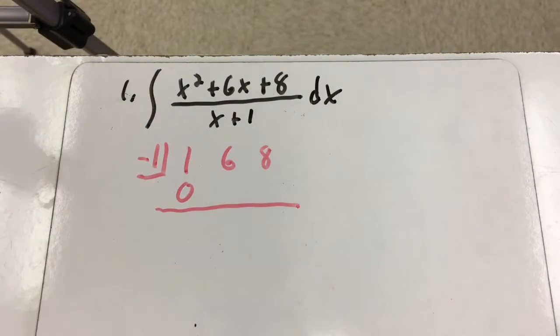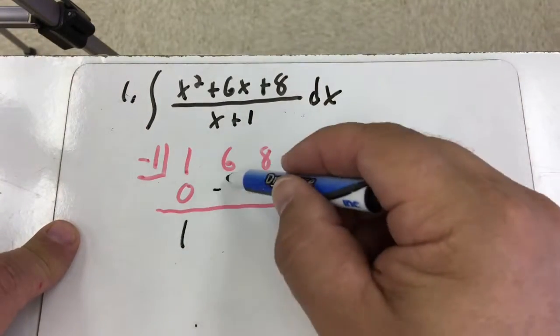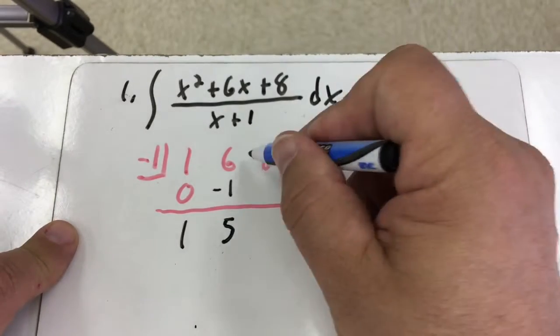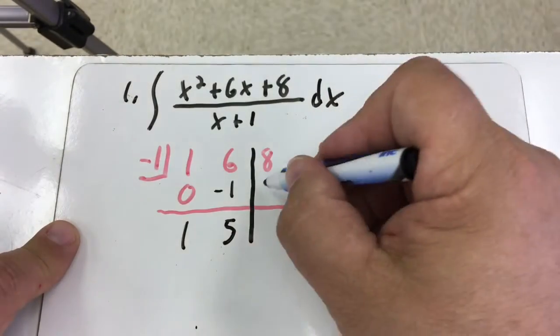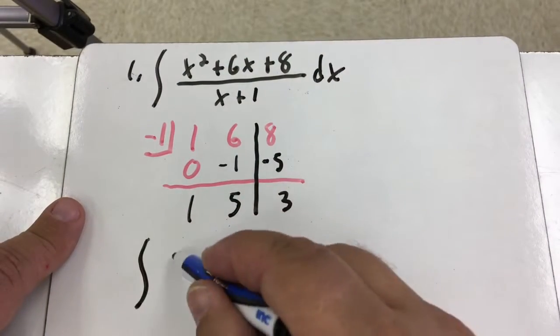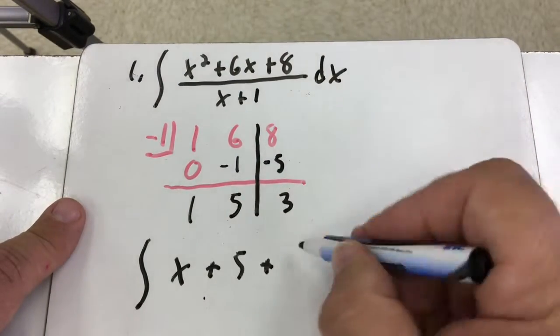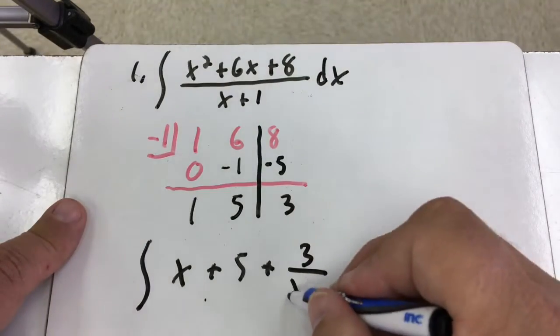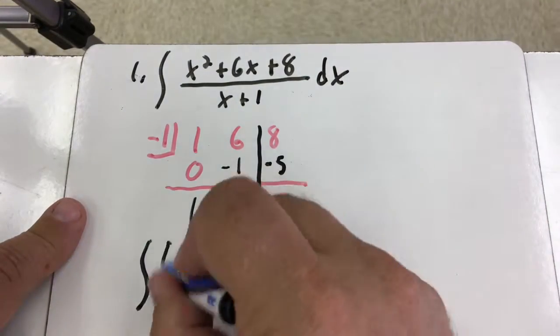So 1 and 0 is 1, and I multiply negative 1 times 1 is negative 1. And then 6 minus 1, that's going to give me 5. And be careful, this is the remainder column. So negative 1 times 5 is negative 5. 8 minus 5 gives me 3. So this is going to give me a new integral of x plus 5 plus 3 over the original denominator, x plus 1. And I can find the integral of that pretty quickly.